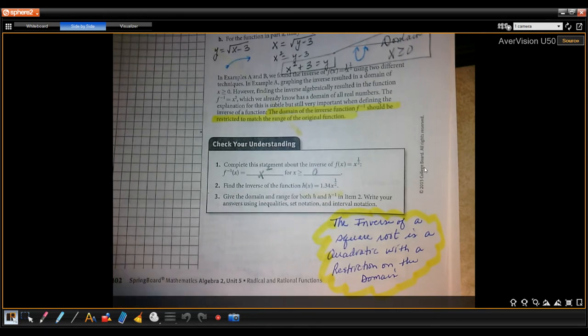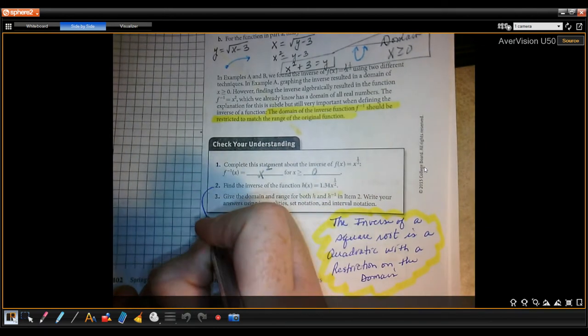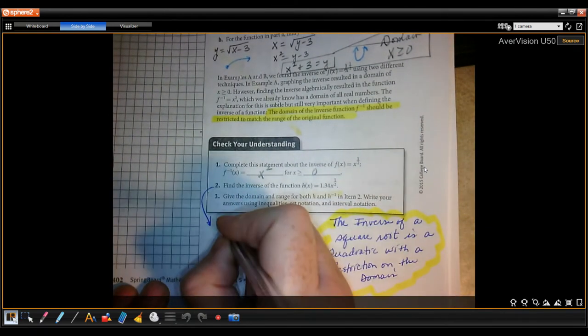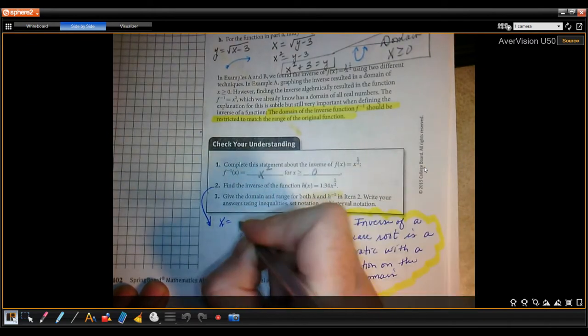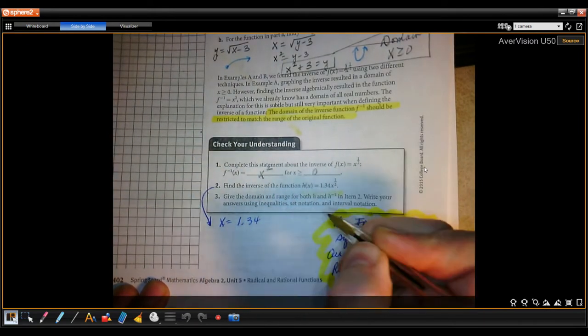Let's see. Do we want to do number 2? Find the inverse of the function. I guess we could do it really fast. So find the inverse of this. How do you find the inverse? You switch x and y. I'm going to do it fast.